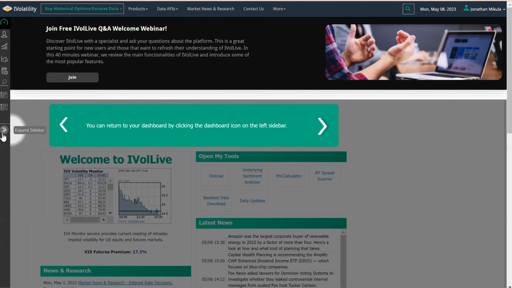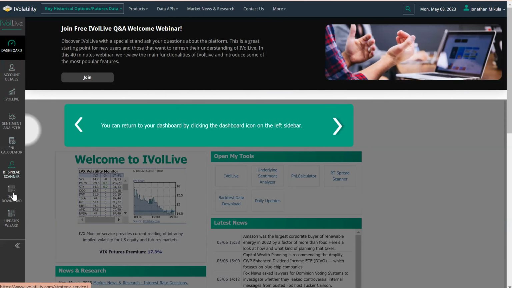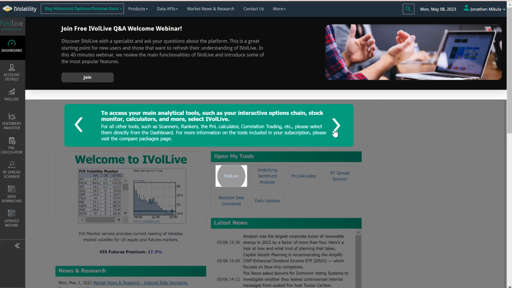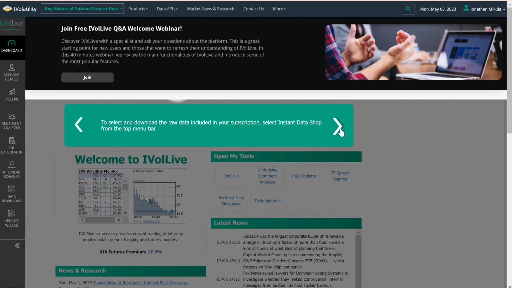You can expand or contract this vertical column here by clicking on these chevrons, depending on the device you're on. Over here, again, just information on our most popular tools. Like IVolLive, you can also access those here, and you can access those here. And for any questions you have or to subscribe to IVolLive, just shoot us a note at support@ivolatility.com.